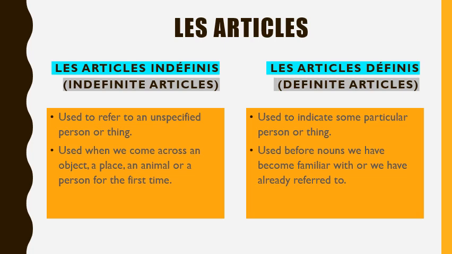Now, the definite article used in English is the. In the same way, les articles définis in French are used to indicate some particular person or thing. That means they are used before the nouns we have become familiar with or we have already referred to.